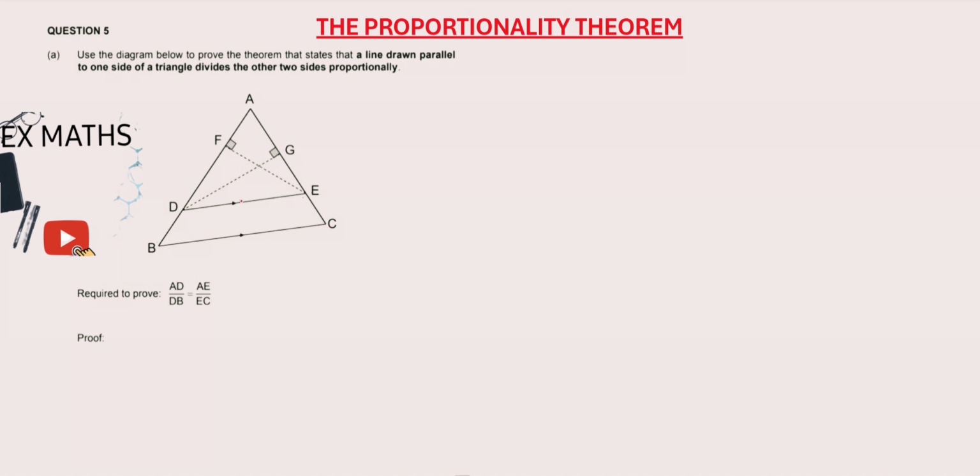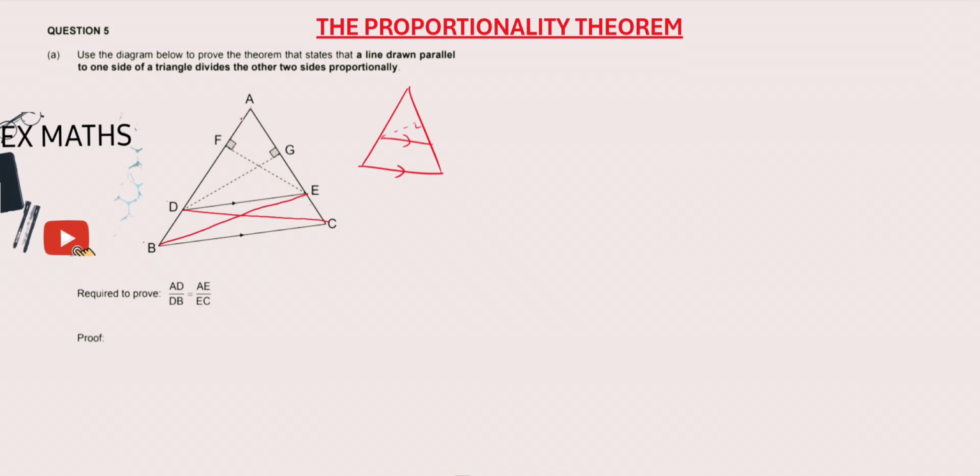So one of our constructions is already given, because they usually give us a question just like this with the parallel sides and ask us to prove. The first thing is already done by drawing the perpendicular heights of side AD and side AE. So we are only left with one thing to construct: the line from B to E and the line from D to C. The reason we are doing this is we are trying to form triangle DEB and triangle EDC, because to prove the proportionality theorem, we are going to use the area of triangles.